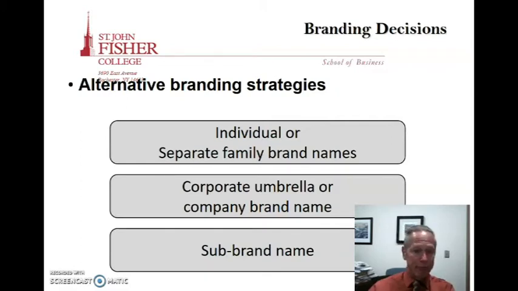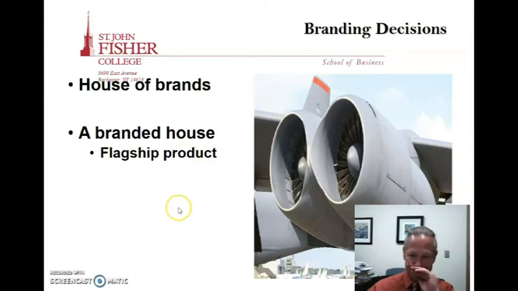You can have a corporate umbrella or a company brand name, Apple. Most people do that. Apple or Nike can do that. And then, of course, you've got sub-brand names, and the best way I can think about that would be Chevrolet is a sub-brand of General Motors, and under Chevrolet, you've got a multitude of different vehicles like the Cruze, the Malibu, the Impala, the Volt, the Corvette, a lot of those different types of cars under a sub-brand name.